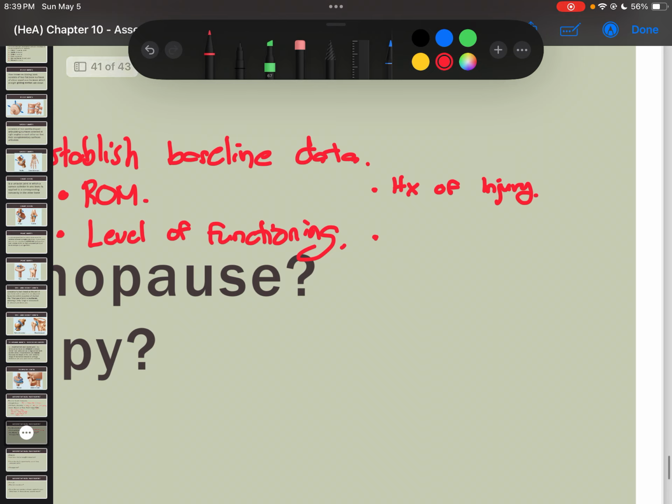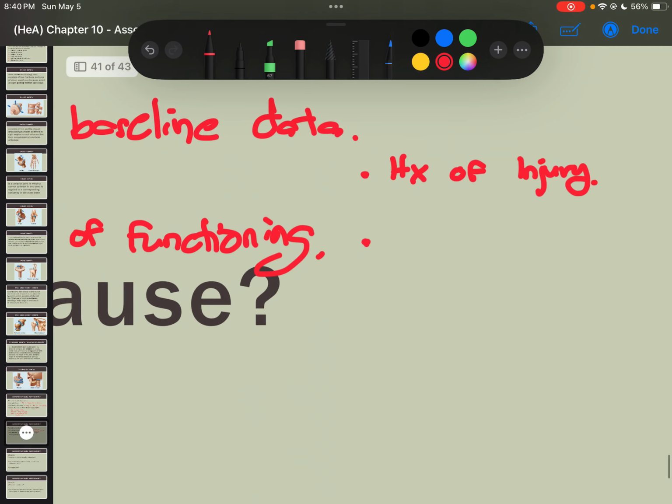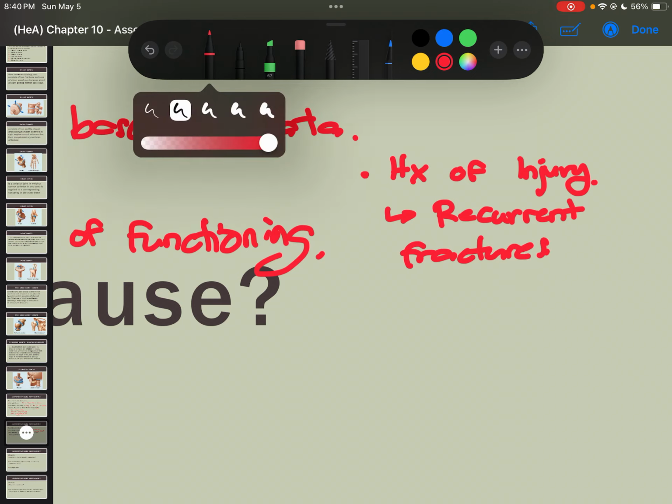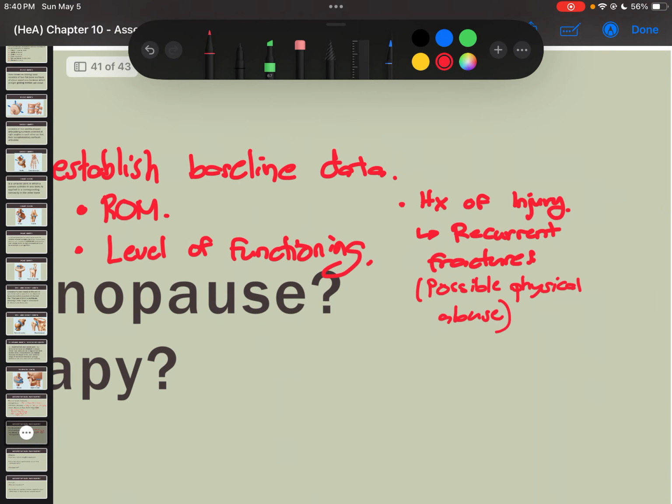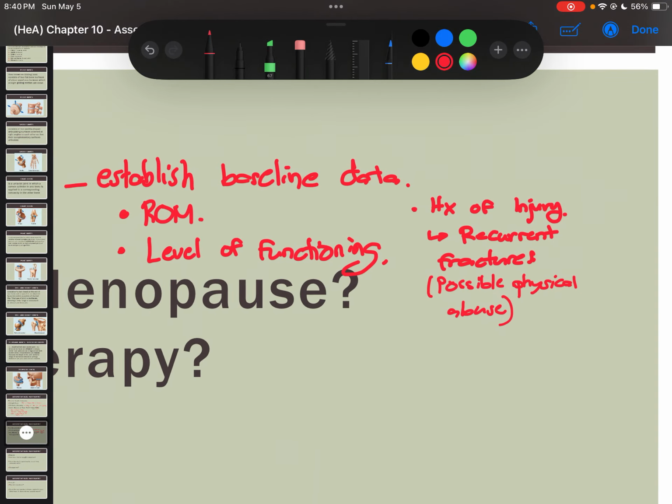And this is very important since this is musculoskeletal. Take note of recurrent fractures, fractures that keep coming back. Why? Because recurrent fractures are a sign of possible physical abuse. So you should take note of it in your history taking.